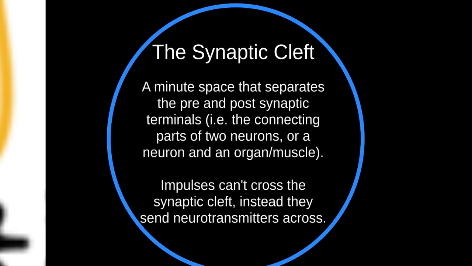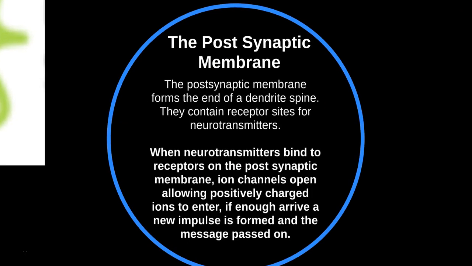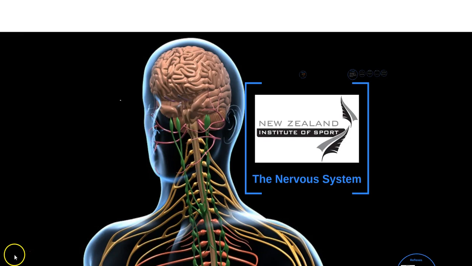The minute space between the pre- and postsynaptic terminals is of course called the synaptic cleft, and we know that electricity can't cross. Only the neurotransmitters can cross. When the neurotransmitters cross, we can cause a new impulse to generate on the other side in the postsynaptic membrane, and that happens of course by binding to the receptors on the postsynaptic membrane, opening up those ion channels and allowing positively charged ions to flow through.